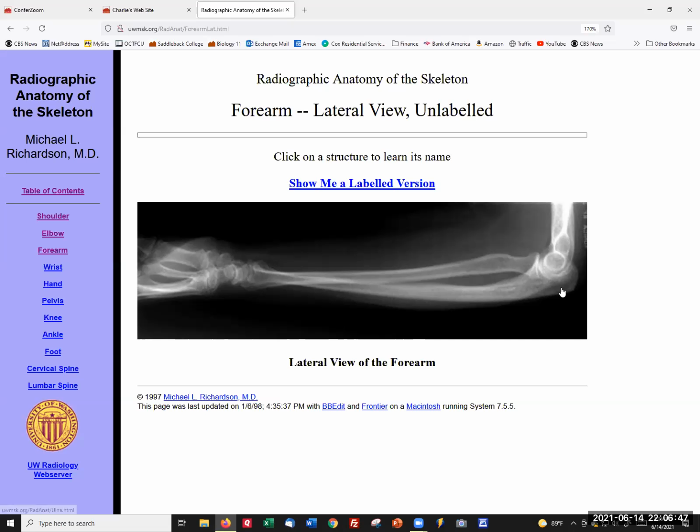That one was the ulna. Here is the radius. The head barely peeking in, the neck, and the radial tuberosity. This I wouldn't dare ask you.